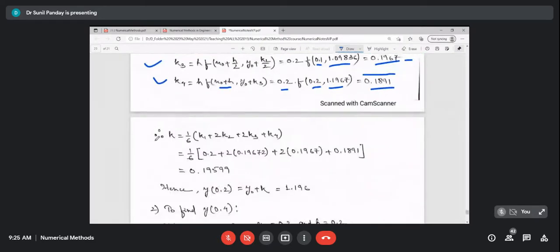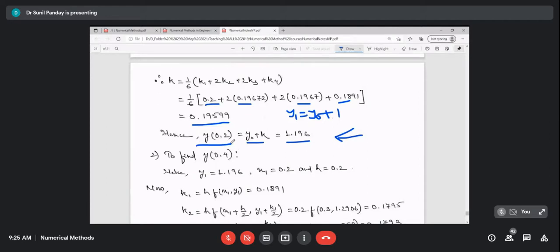So now we have the values of k1, k2, k3, k4. So we'll find the value of k. K is 1 by 6 (k1 plus 2 k2 plus 2 k3 plus k4). So we substitute all these values, and after simplification we have the value of k as this one. So once we have the value of k, then y1 is y naught plus k, that is 1.196, with round off. 1.199 can also be the answer, or 1.196 if they round off here. Now this is our y1.